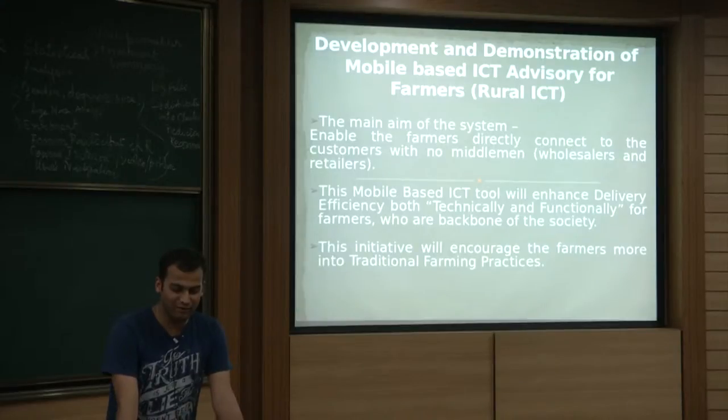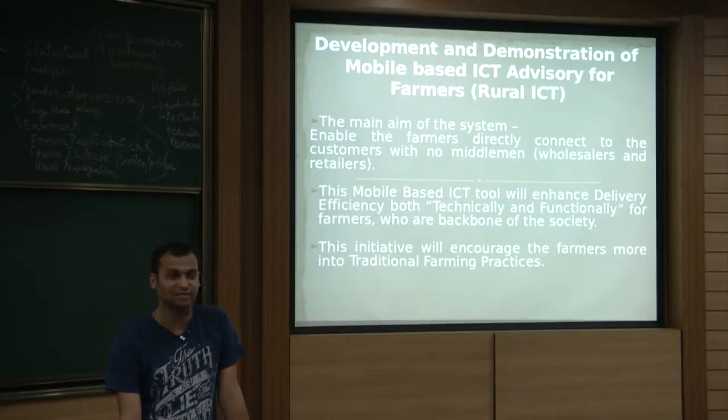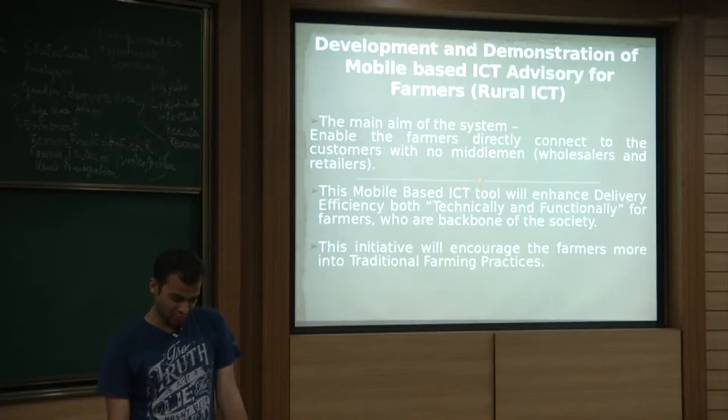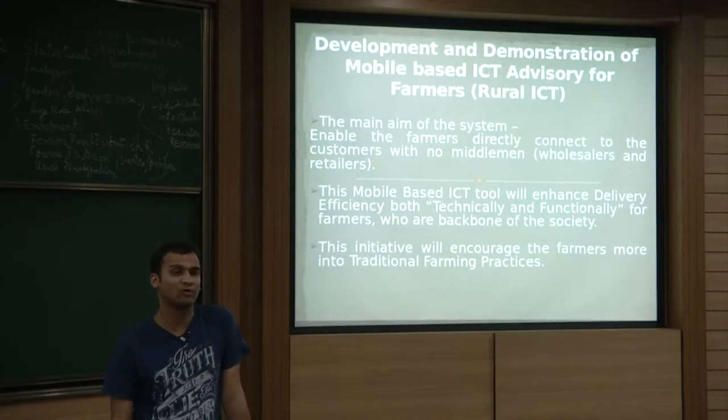It's called broadly development and demonstration of mobile-based ICT advisory for farmers. And our main aim was to connect the farmers of the rural area directly to the customers without middlemen. So we identified some NGO groups who are supplying organic or other products to consumers in the city. And what was happening was that they were using a manual system of calling them from their phones, taking the orders. So sometimes the customer was not available. And sometimes when the customer used to call back to them, they were not available. So there was a communication gap, and it was leading to a lot of manual work and even loss of customers or loss of orders.